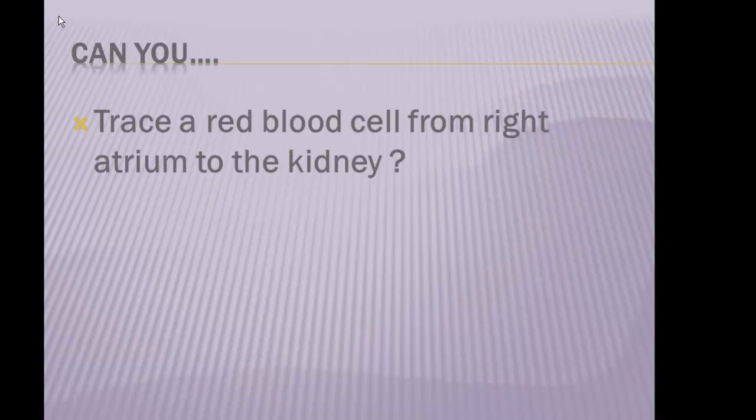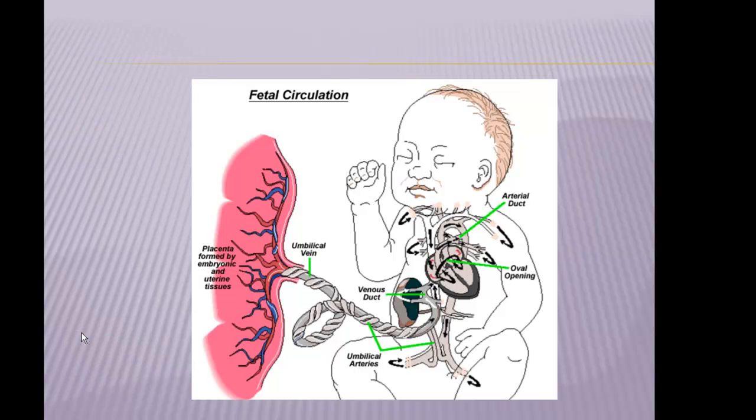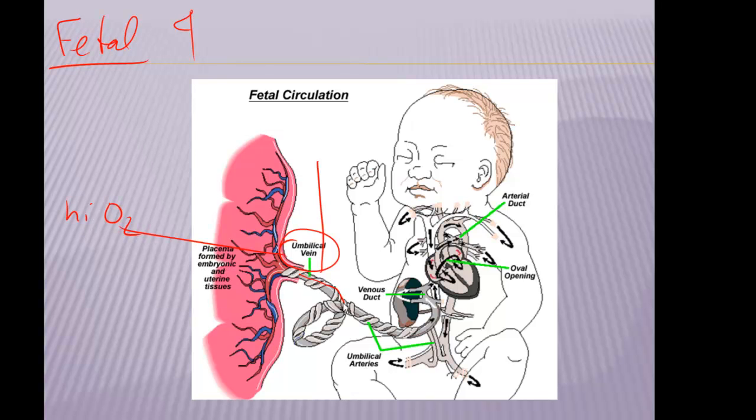Fetal circulation, fetal 4. Fetal 4 are the 4 modifications. We should know where they are. We should know what they do. Okay, so the umbilical cord contains the vein. We remember the vein has high O2. It's headed in to the baby's body, right? Just like the pulmonary vein, it has the highest oxygenated blood, the most oxygen-rich blood in the body. Umbilical arteries, they're heading out. They're heading from the fetus to the placenta. So they have low O2 and they have high waste.